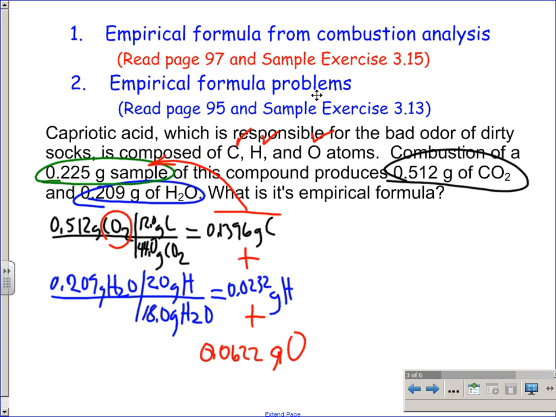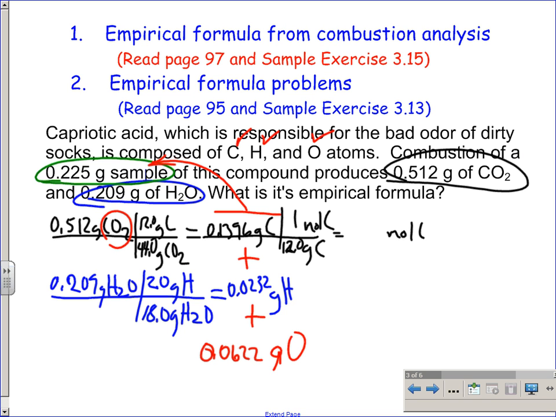Remember, formulas are not ratios of masses, they're ratios of moles. So my next step is to convert my grams of carbon to moles of carbon. So if I want to get rid of grams of carbon and find out how many moles of C I've got, it's a molar mass conversion, just like you've always done. So I want grams of C to moles of C, and for every 1 mole of C, I have 12.0 grams.